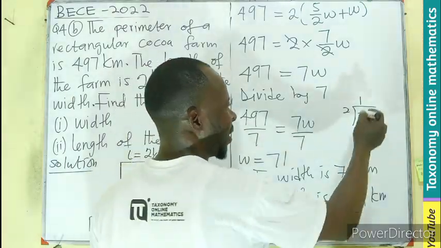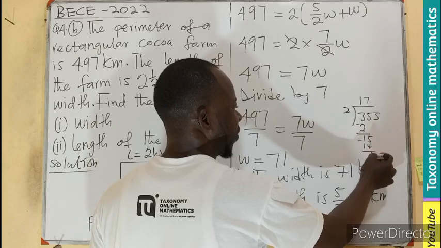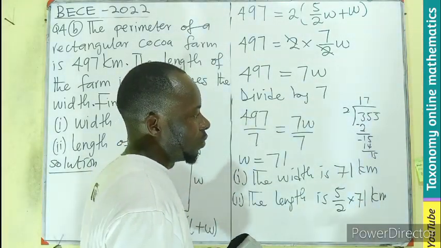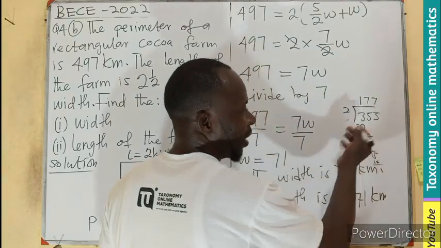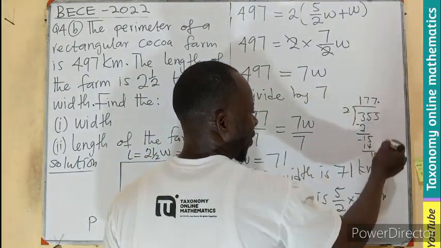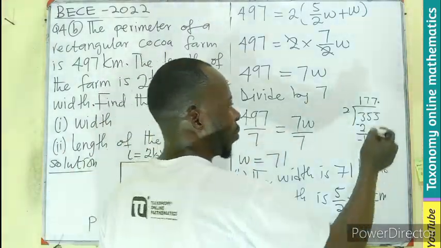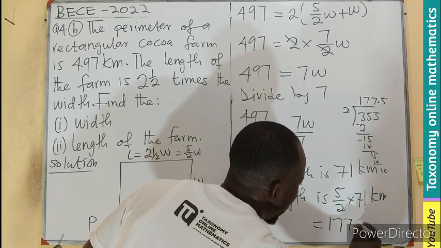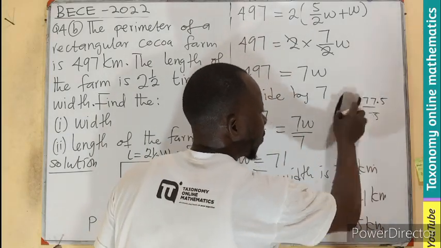2 into 15, 7 times. 7 twos are 14. Subtraction, 1. Bring down the 5, right? 2 into 15 again, 7 times. You have 14 again, 1. No other number, so point. Add 0. 2 into 10, that will be 5 times. So this becomes our 177.5 kilometers.